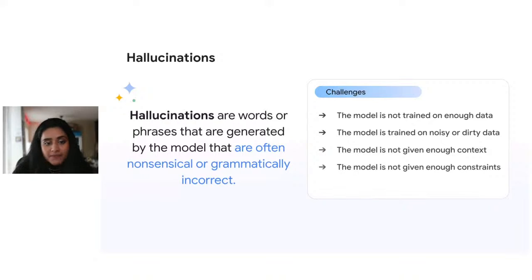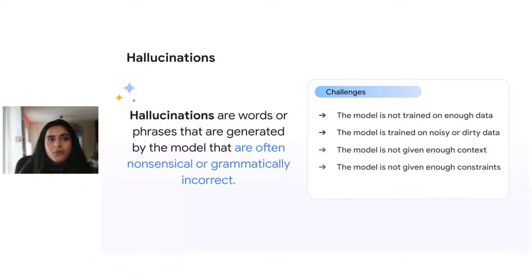Second, the model is trained on noisy or dirty data, which means the model could have duplicate data or old data. Third, the model is not given enough context. So for example, if you're in US and your audience is in Asia Pacific, and when you write a prompt, you're not getting the right answers, they're not relevant, and you're thinking what might be wrong, well, probably it's time to check if the context has been specified.